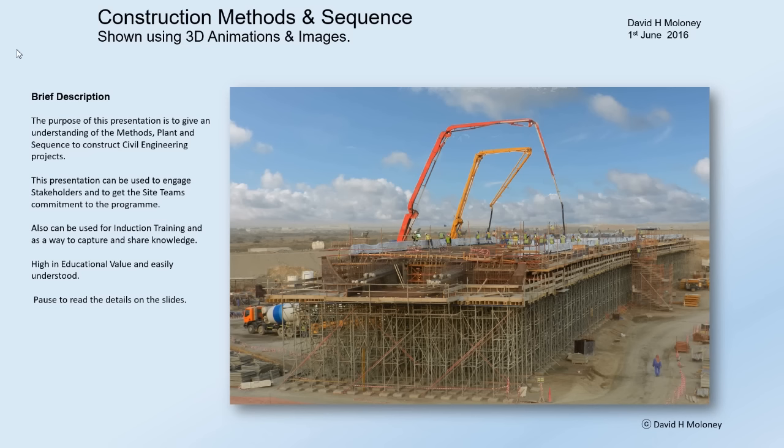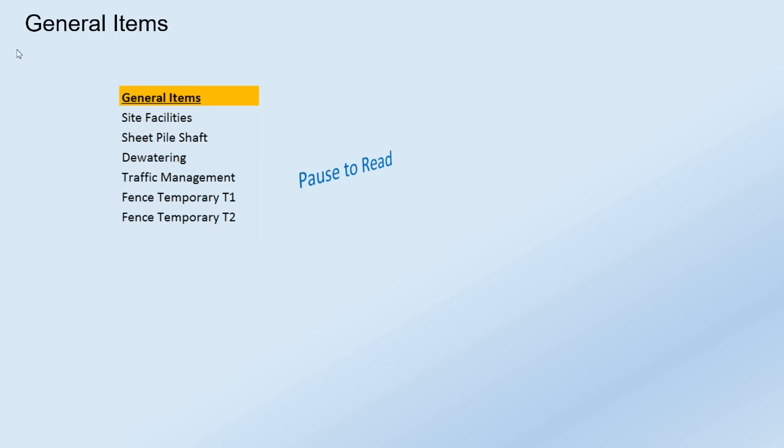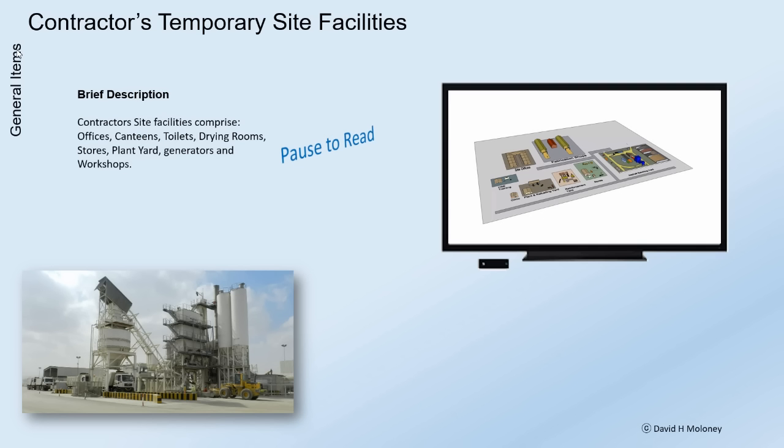The purpose of this video presentation is to give an understanding of the methods, plant, and sequence to construct civil engineering projects. General items. Contractors' site facilities comprise offices, canteens, toilets, drying rooms, stores, plant yard, generators, and workshops.